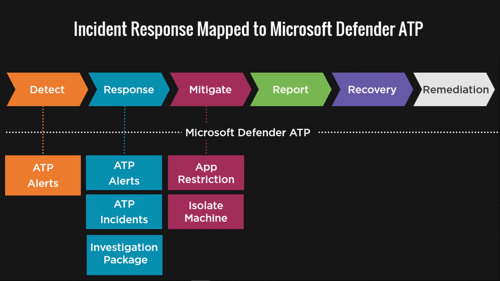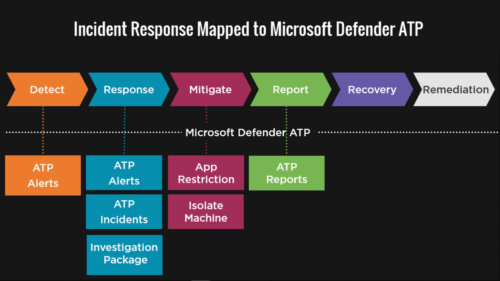After you mitigate the incident, you should report the incident within your organization and perhaps to individuals outside the organization. This might be to comply with laws and regulations, and you can use Microsoft Defender reports to help you in that. After you mitigate and report the incident, and after collecting all evidences from that system, the next step is to recover the system or return it to a fully functional state.